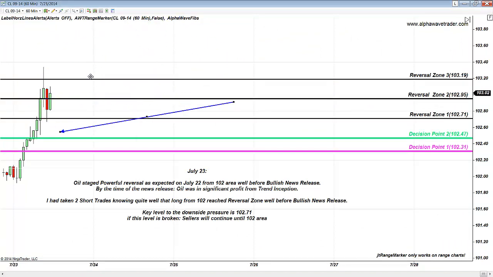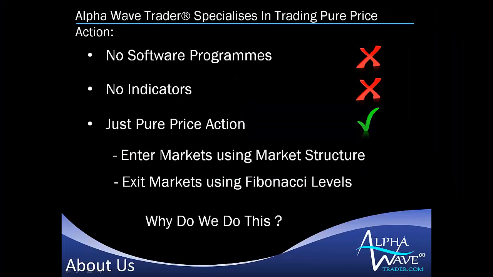We had taken 2 short trades, and I spelled out that the key level to the downside would remain the 102.71 area, as in order for this bearish trend to continue, it had to break through this level. That's a picture-perfect example of price and Fibonacci, as all the levels spelled out by Fibonacci are far in advance. By the time oil news was announced, the trade from 102 was insignificant, an overextended bullish trend, reversal zone area on hourly.